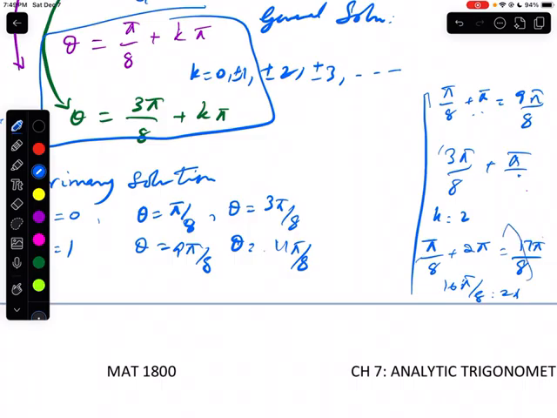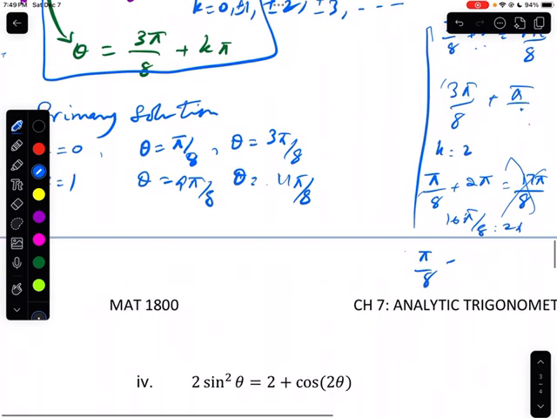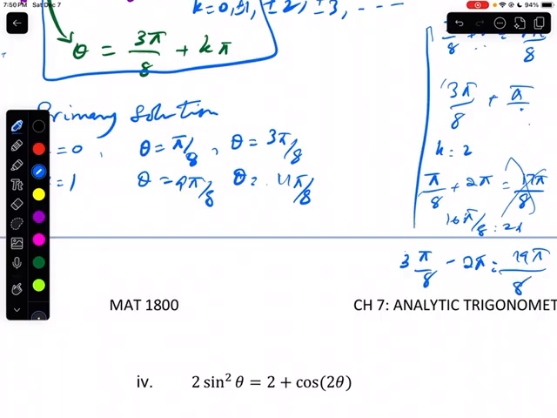In the same way, when you plug k is equal to 2 in the second equation, it will give you 3 pi over 8 plus 2 pi, which will give you 16 plus 3 is 19, which is again more than 2 pi. So these are our 4 primary solutions.